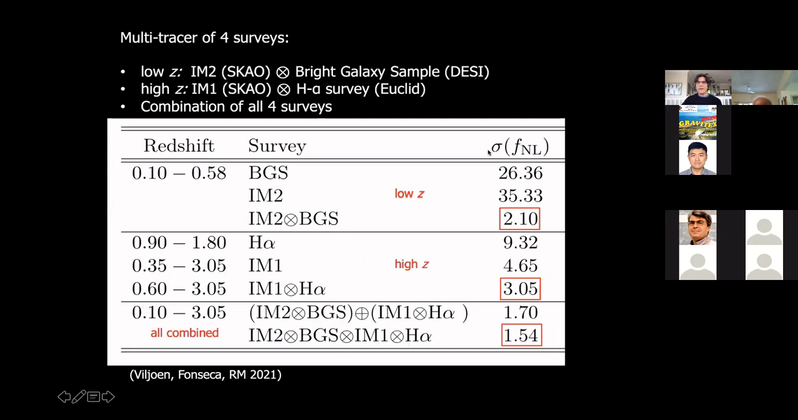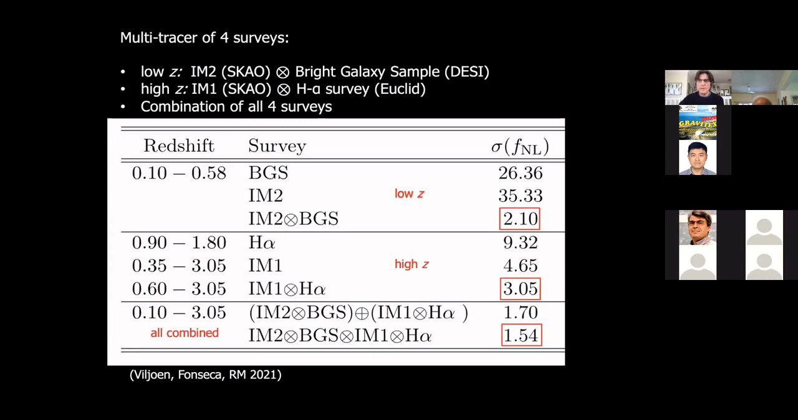So looking at the errors, the precision that we're getting on FNL here in the right-hand column, you can see that for the low redshift surveys, we're not doing too well. And basically that's because at low redshift, we've not got enough volume to get any kind of reasonable measurement on FNL.